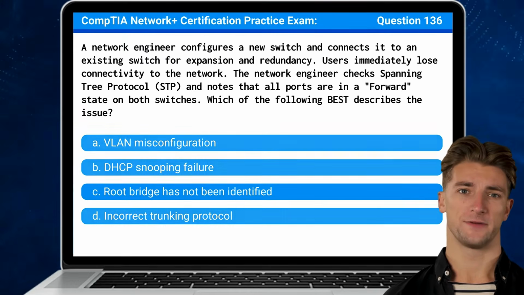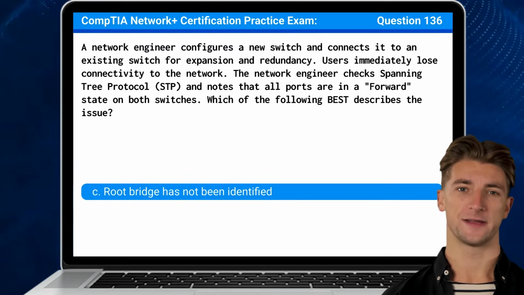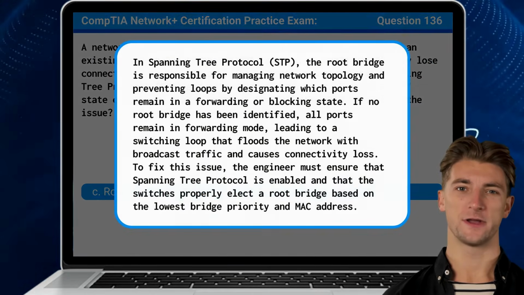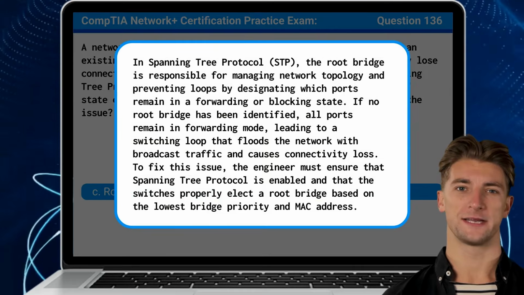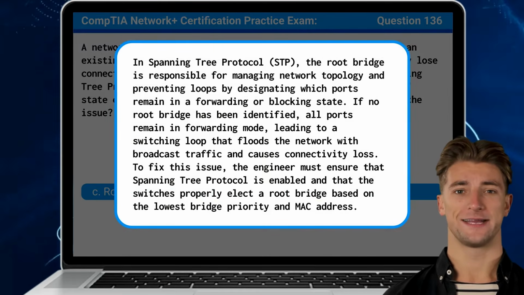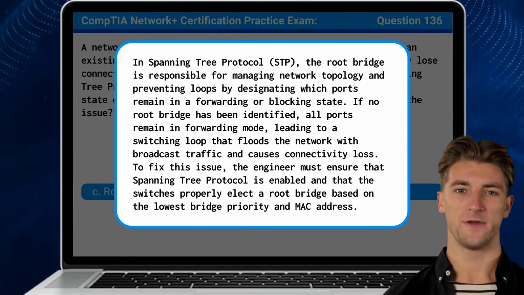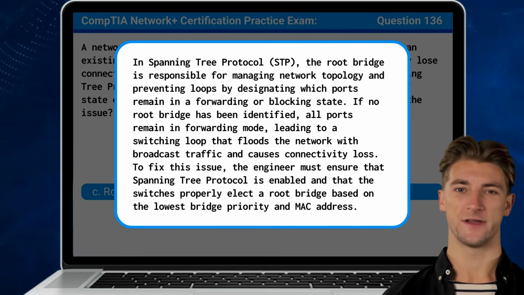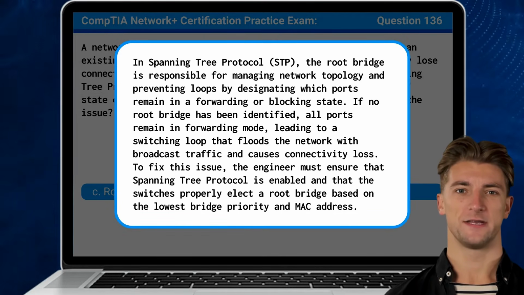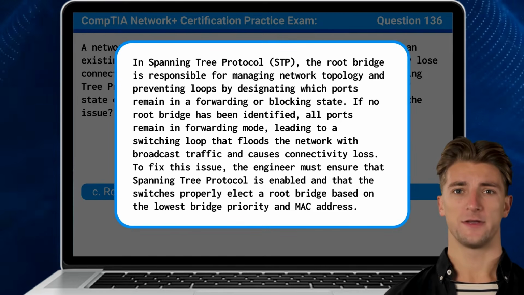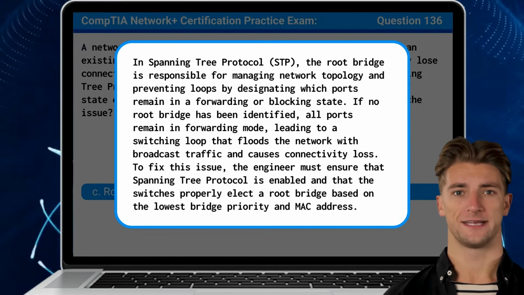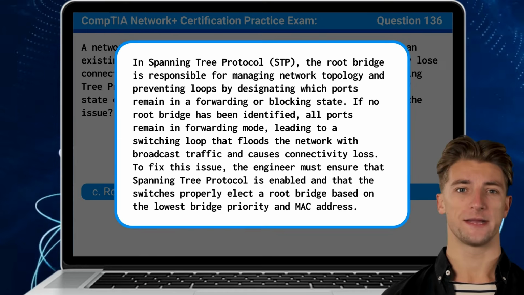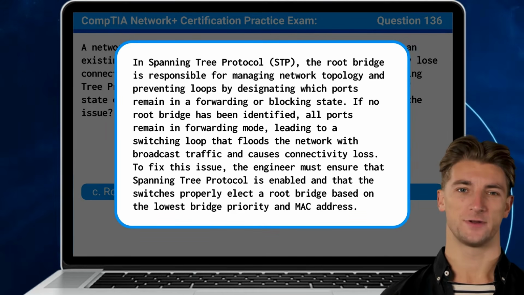The answer is C. Root bridge has not been identified. In spanning tree protocol, the root bridge is responsible for managing network topology and preventing loops by designating which ports remain in a forwarding or blocking state. If no root bridge has been identified, all ports remain in forwarding mode, leading to a switching loop that floods the network with broadcast traffic and causes connectivity loss. To fix this issue, the engineer must ensure that spanning tree protocol is enabled and that the switches properly elect a root bridge based on the lowest bridge priority and MAC address.